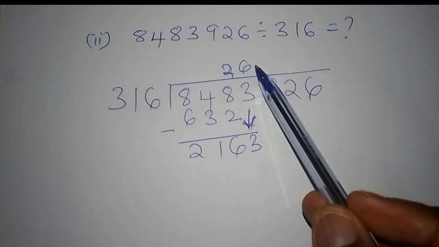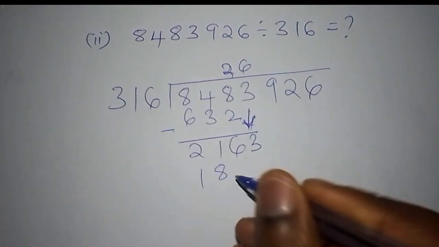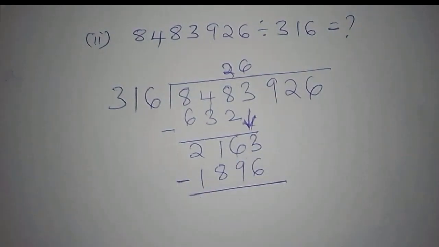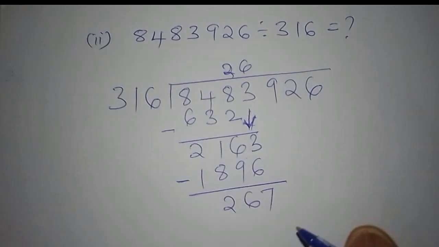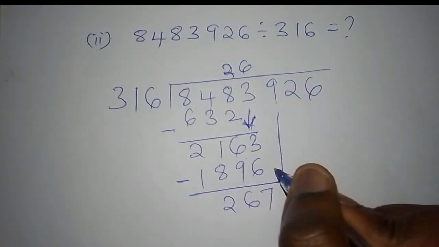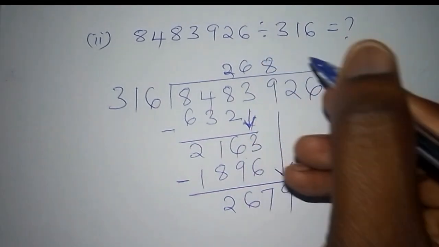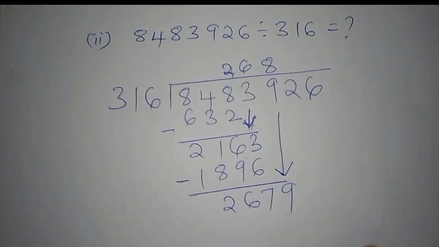Now 6 multiplied by 316 gives us 1896. Then from there we subtract the difference again. After subtracting, the difference is 267. So we are forced to drop this 9 down. So now it becomes 2679. Then you check how many times it goes. We conclude it goes 8 times, and 8 multiplied by 316 gives 2528.